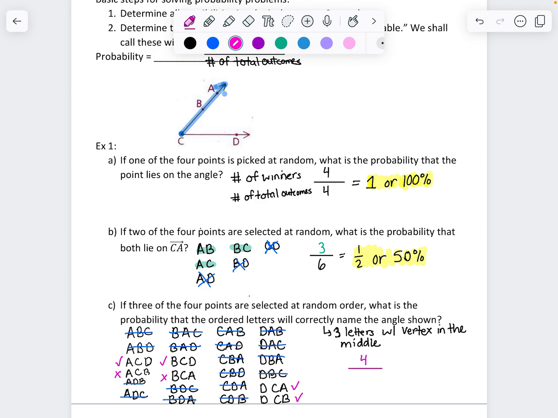And if I count up all my possible outcomes that I listed, that's 24 possible outcomes. So that gives me a probability of 1/6, or if I write that as a percentage, about 16.67.